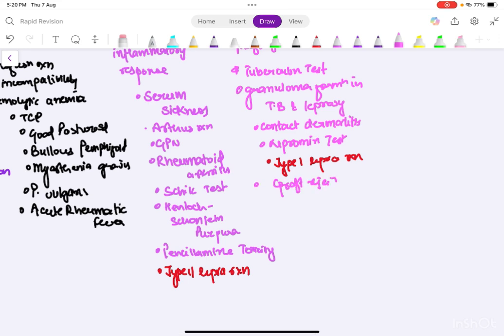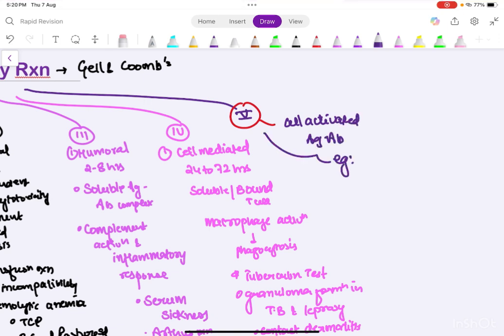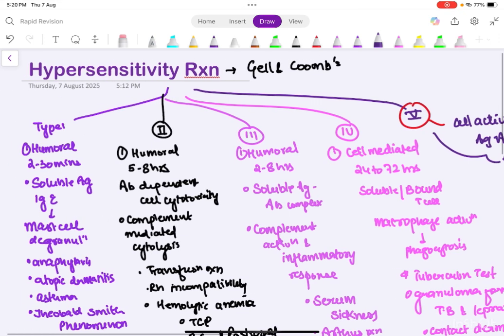and so on. So in type 5 there's just one example. In this basically you have cell activated antigen-antibody thing, and the example you can remember is Graves disease. Okay, so this completes our classification of hypersensitivity reactions.